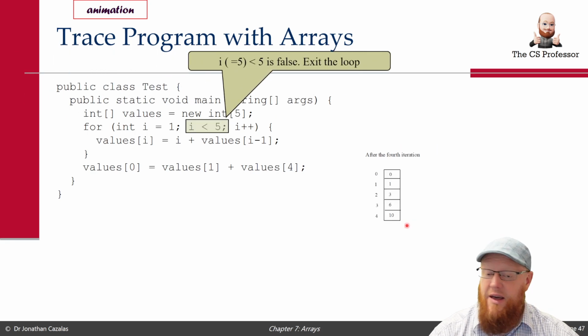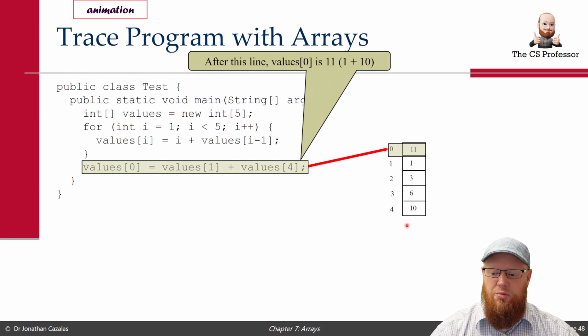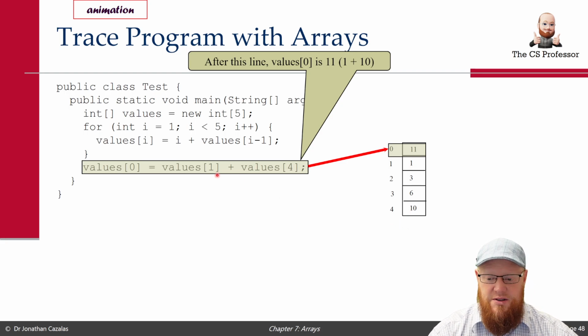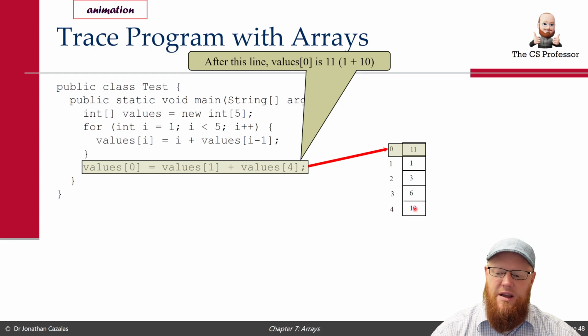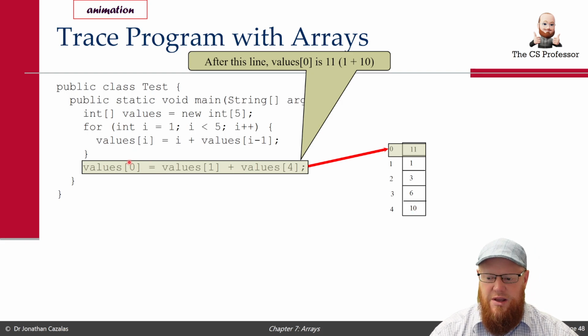i is 5. 5 is not less than 5. We finish this for loop, and then we happen to have one final statement outside the for loop. What does it do? It says take the value at index 1, right here, plus the value at index 4, which is the 10, add them together, and assign that result into index 0, and this is what we get.